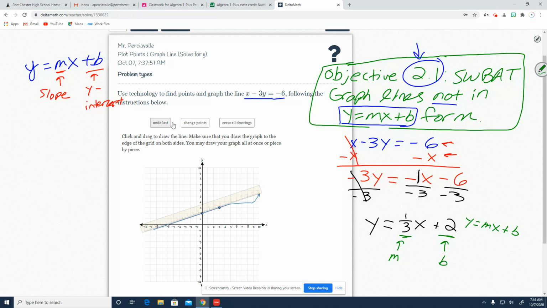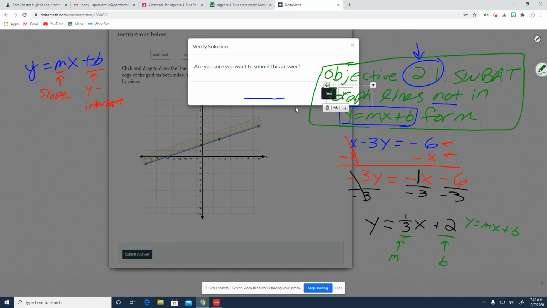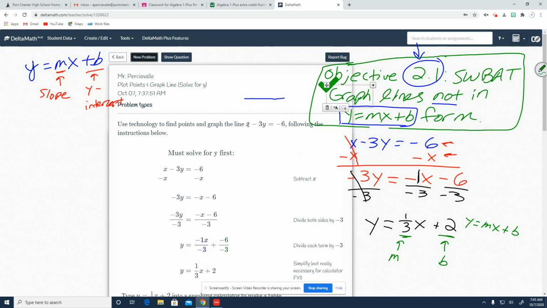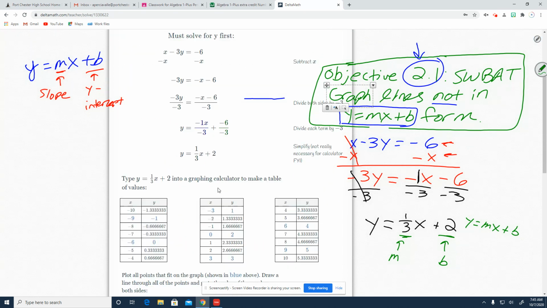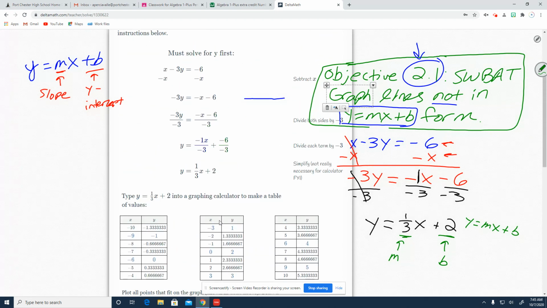Whoops. Let's redo that. Once you have the arrowhead show up, you can undo last if you make a mistake like I just did. Once you have your arrowhead show up, hit submit. And then you're good to go. Let's do one more.